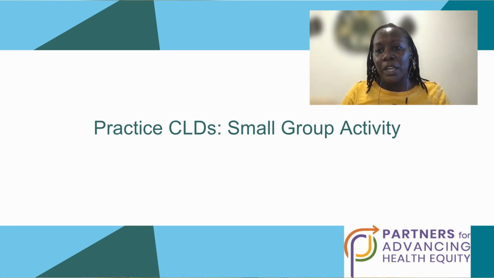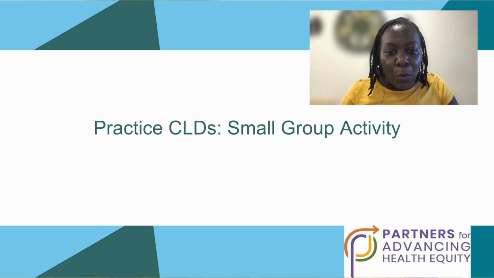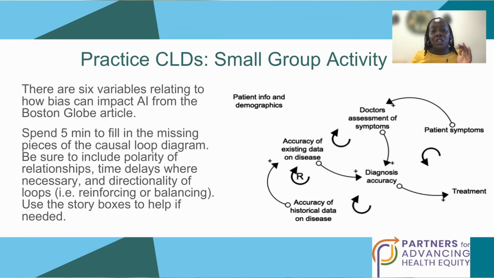Hopefully I can visualize you all now. We're going to test out our causal loop diagramming skills and start to add to this partially done causal loop diagram of those factors driving AI bias in healthcare algorithms from the Boston Globe article. Instead of spending 5 minutes in your groups to do this, we'll do it via a voting process, and we'll see how this works.